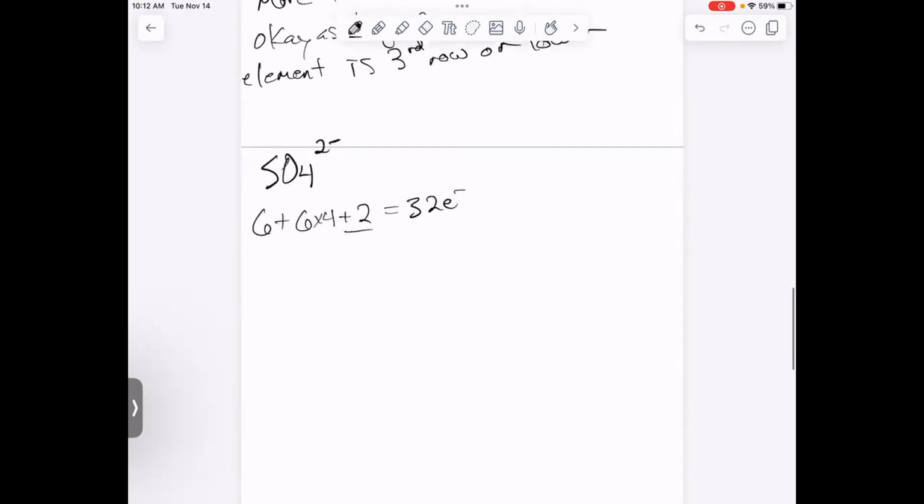Skeletal structure wise, I'll have a sulfur in the middle, all my oxygens attached to it, just single bonds to start. Now once I have the skeletal structure, I can fill all the outer octets. So that's 3 lone pairs on all of those outer atoms to give them octets.